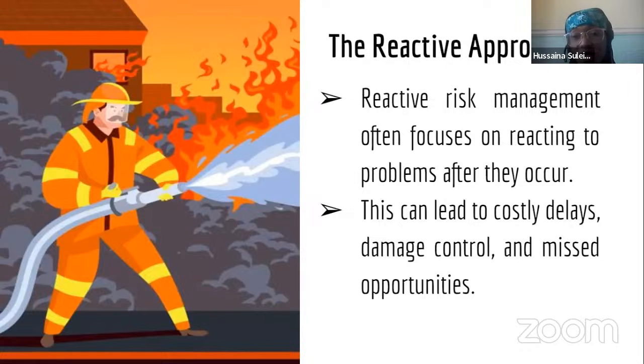So now I said we have two types of risk management approaches. We have the reactive approach and the proactive approach. The reactive approach is kind of outdated. Reactive risk management focuses on taking care of risk after it occurs. This can lead to costly delays, damage control, and missed opportunity, because you're actually handling the risk after it has happened.